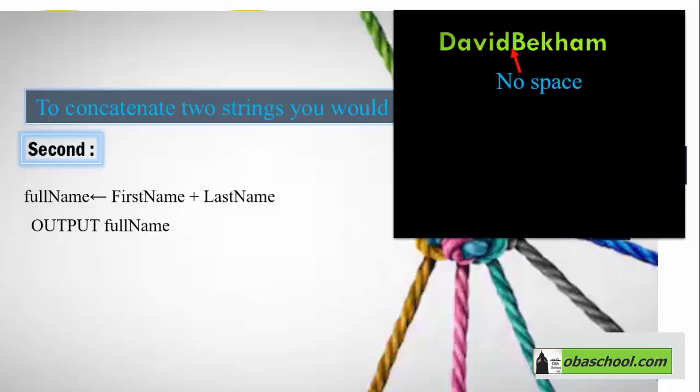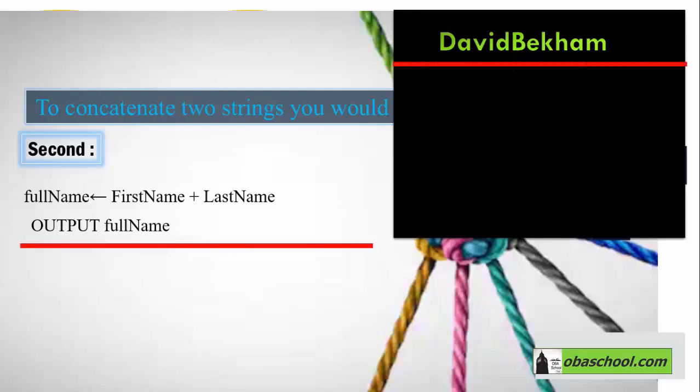However, notice that we don't have a space between David and Beckham. They are shown as one word because there is no space. How can we create a space between two words to show that they are two words and not one? Look at what we need to do.